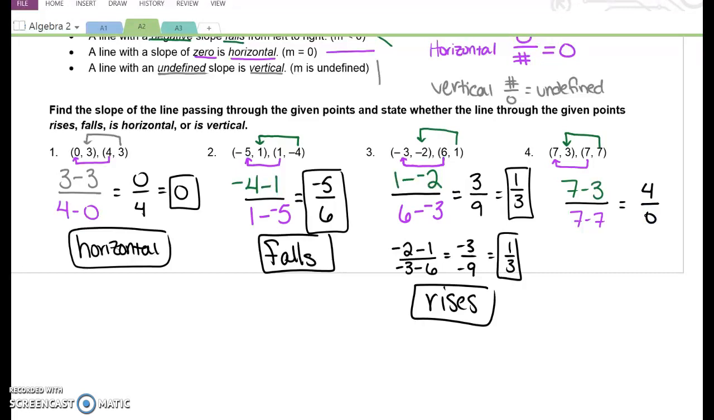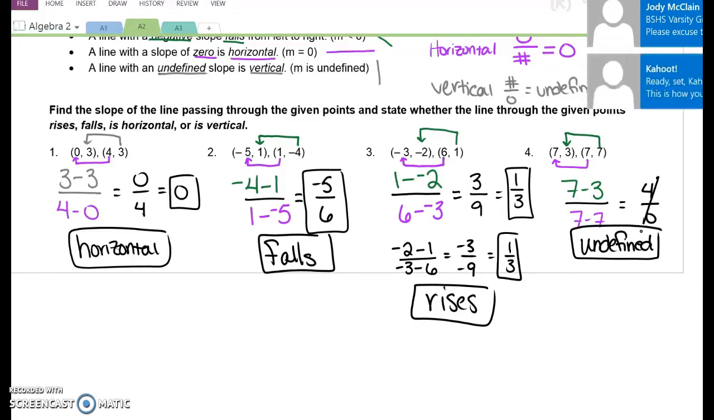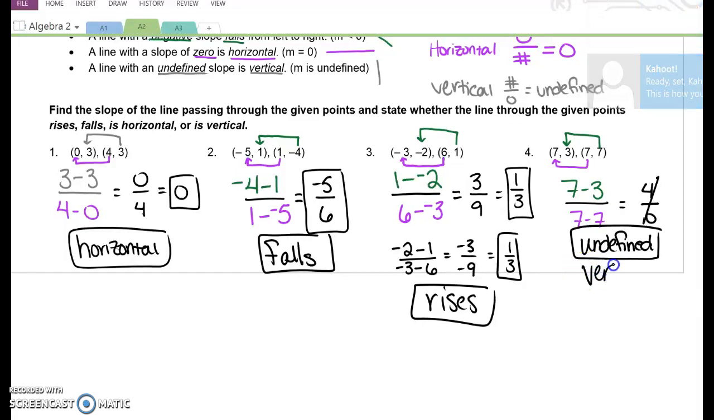Do not simplify this to 4. Do not simplify this to 0. In fact, the best thing to do would be to put a slash through it because you can't do 4 divided by 0. You need to write the word undefined. If you don't write the word undefined, you have not finished that problem. You need to make note that 4 divided by 0 cannot be done. It is undefined. An undefined slope is a vertical line.